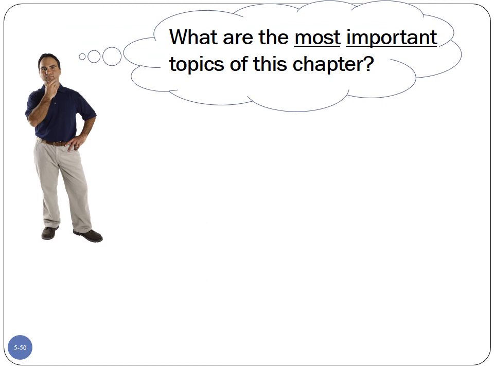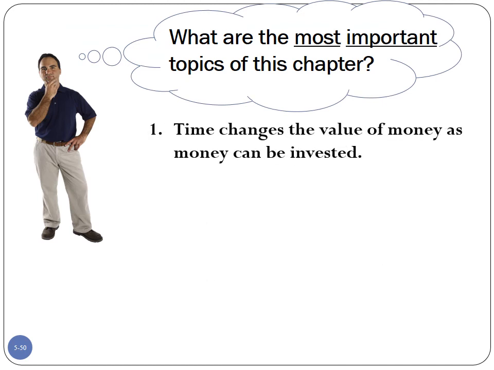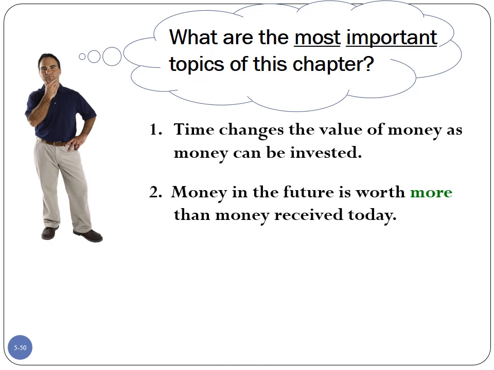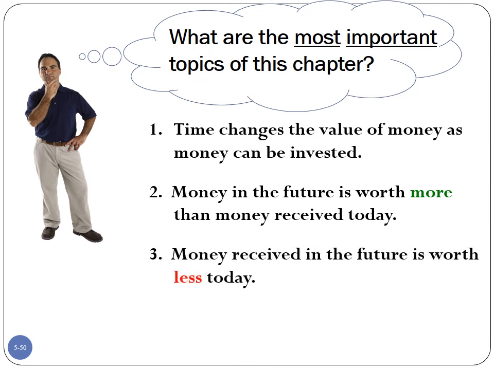So what are the most important topics of this chapter? Time changes the value of money as money can be invested. It's not simple additive. It's actually exponential. And so we see the two approaches are compounding and discounting. Money in the future is worth less than money received today. In other words, $100 in the future is only worth maybe $75 if it's discounted back to the present. So money received in the future is worth less today because of our present value. So it's actually saying the same thing.